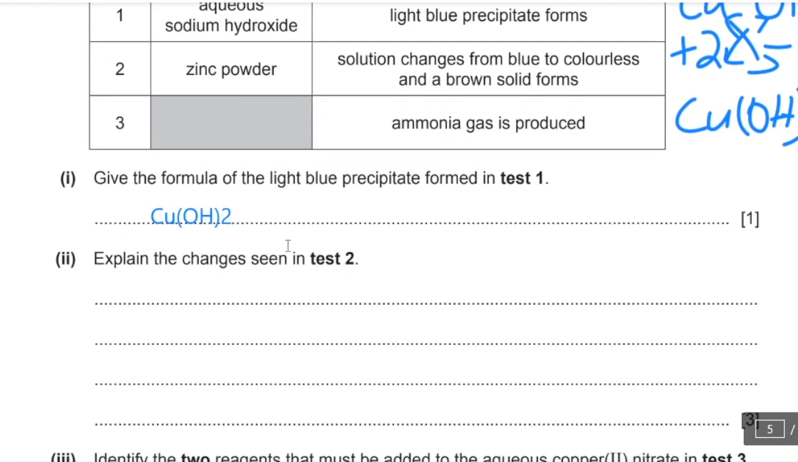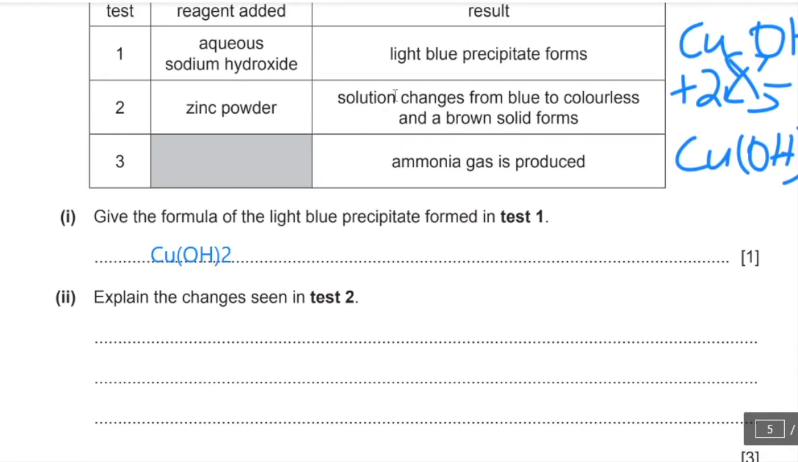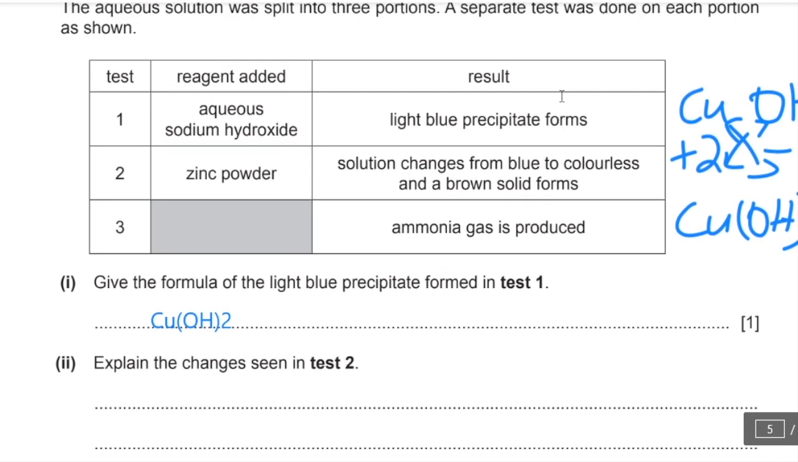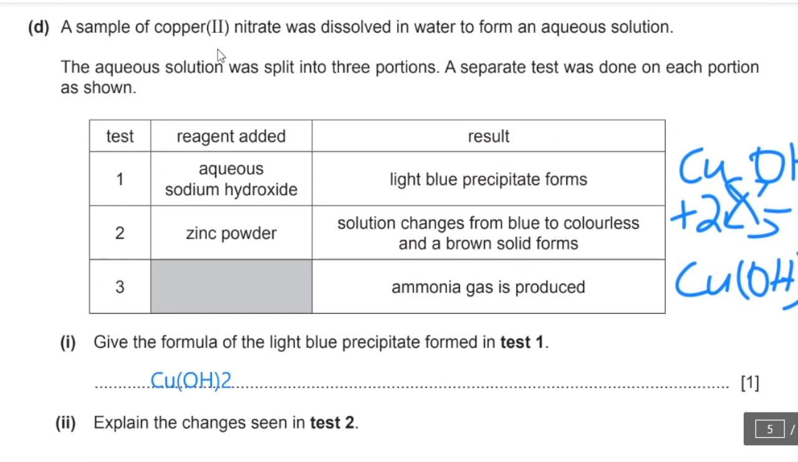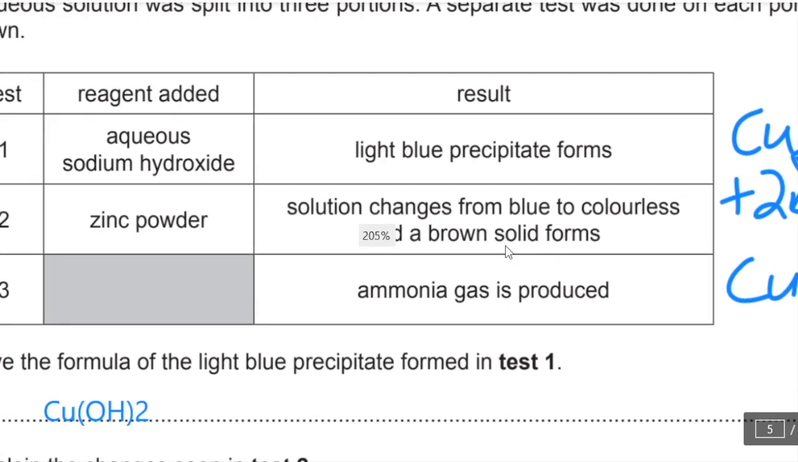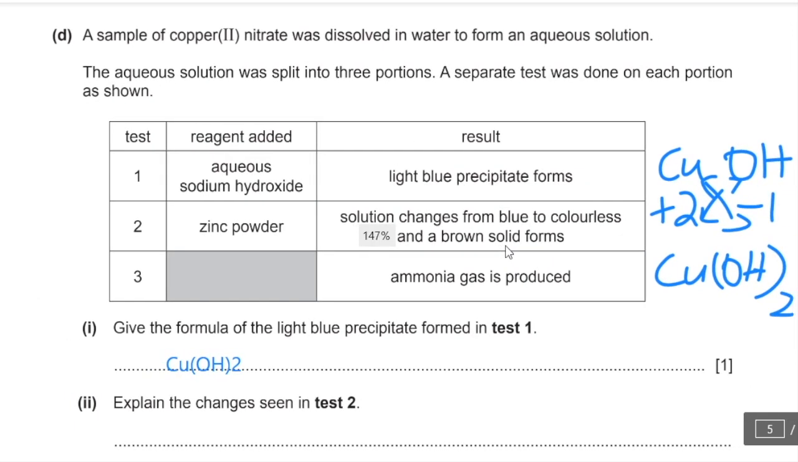To explain the changes seen in test 2. Alright, so the solution changes from blue to colorless. So the blue solution was copper nitrate, and zinc is more reactive than copper, which means it displaces copper and forms zinc nitrate, which would be the colorless solution over here. And copper metal also forms, and this brown solid which forms is going to be that copper metal.